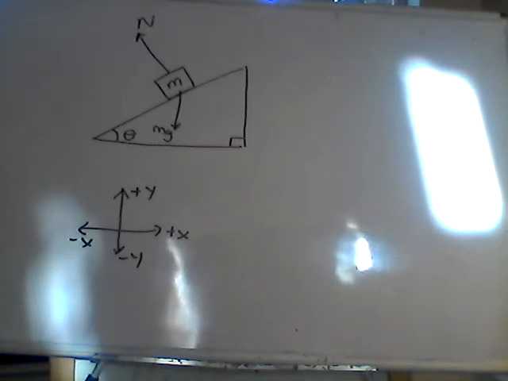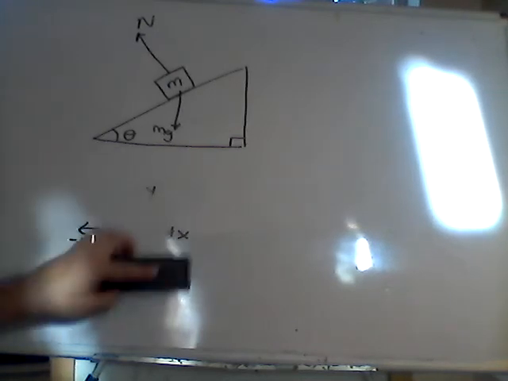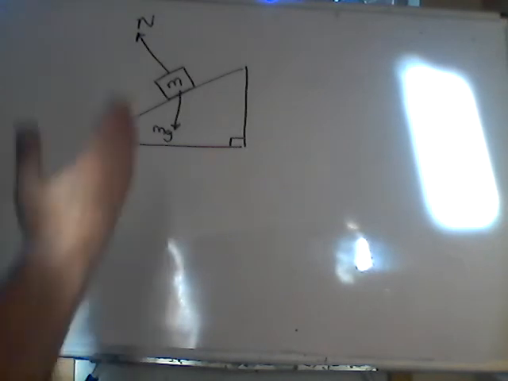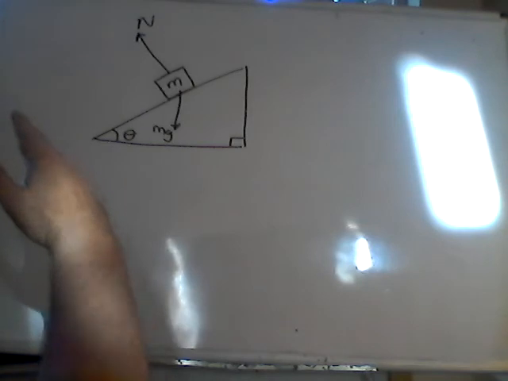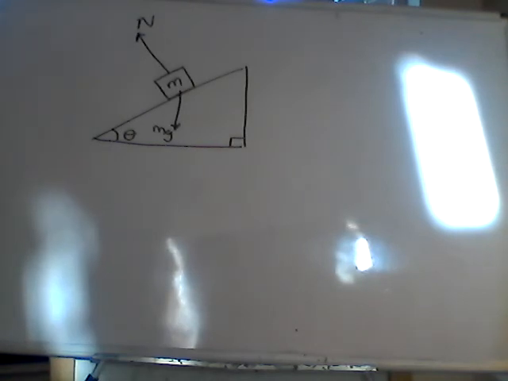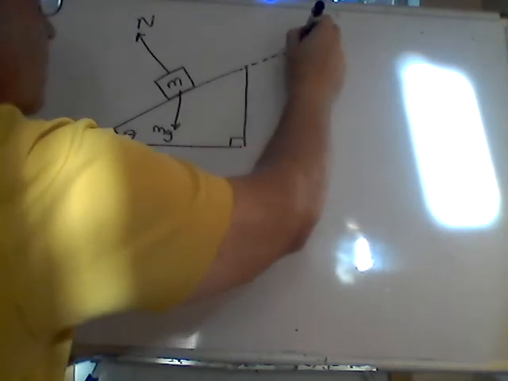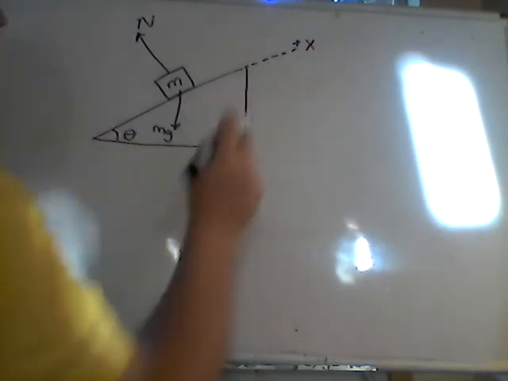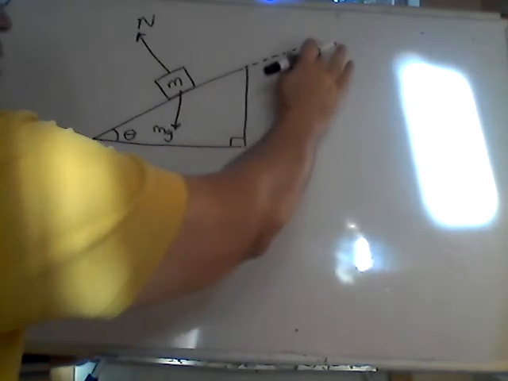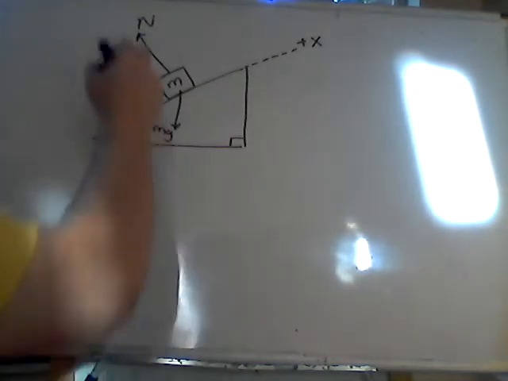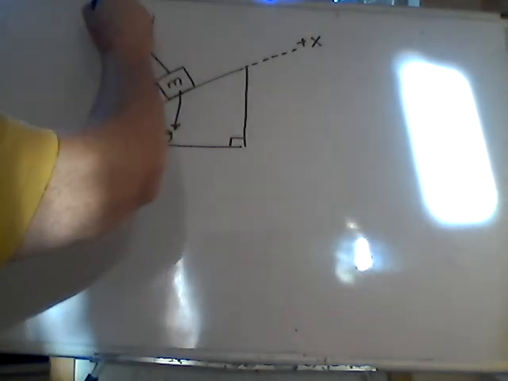So maybe I should choose a coordinate system that's a little bit more advantageous for me. So let's not use this one. Let's use a tilted coordinate system instead. Let's take my coordinate system and tilt it by an angle theta, so that this is my positive x-axis along the incline, and my positive y-axis is along the normal.